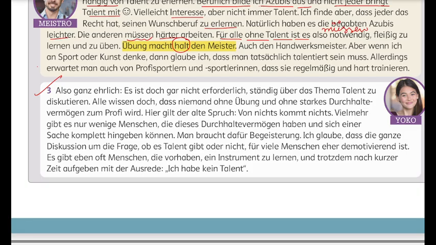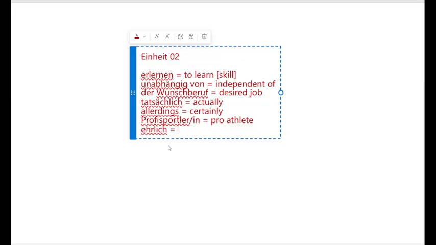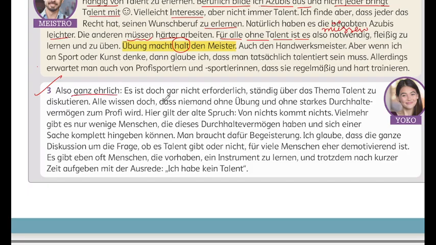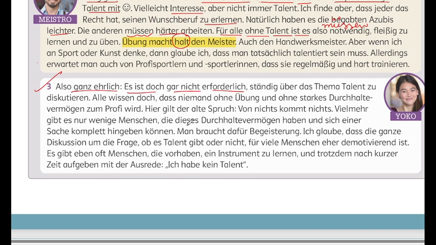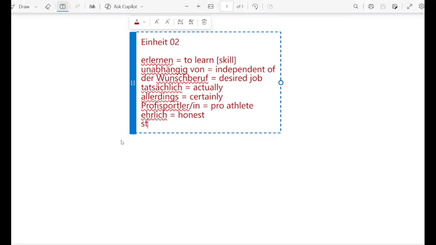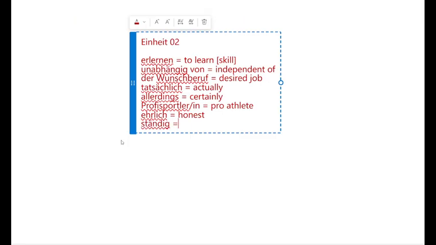Another one is also ganz ehrlich, which means quite honest. Es ist doch gar nicht erforderlich. Now erforderlich, es ist erforderlich, which is the substitute of müssen, ständig über das Thema Talent zu diskutieren. Ständig is a substitute to immer, which means consistently or constantly, and is also similar to stets.